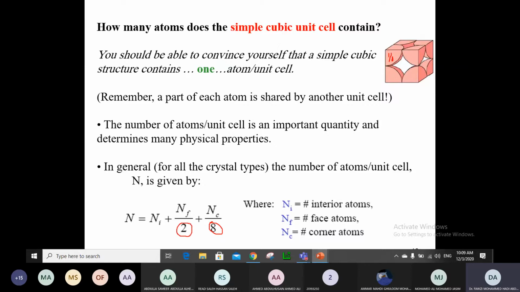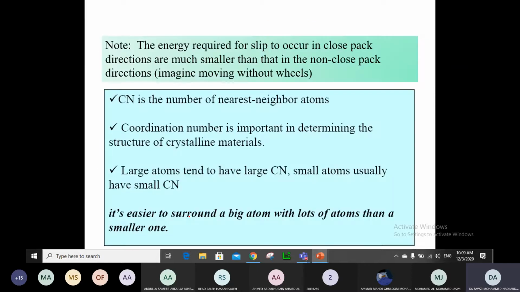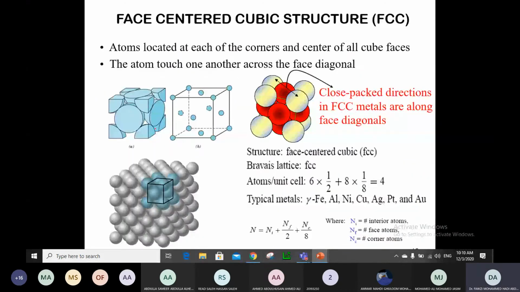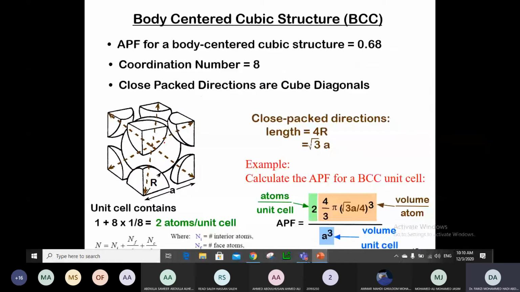Divided by 2 for the face atoms, because any face atom divides into 2 unit cells. This atom is divided between this unit cell and the neighboring unit cell, which is just beside it. So that's why we divide the number by 2. This is how the equation is. Internal atoms, all of the atom will be inside. This is an internal atom, and that's why we say just Ni, because all the atom will be inside there.